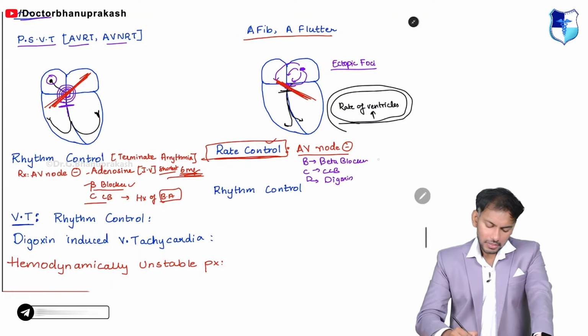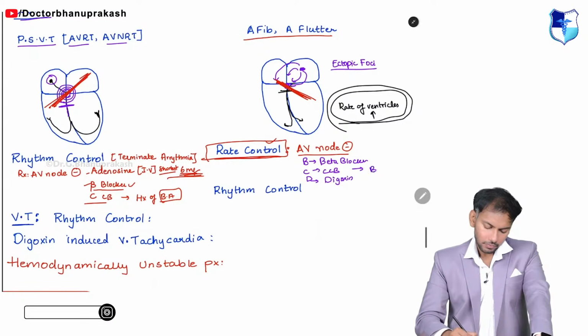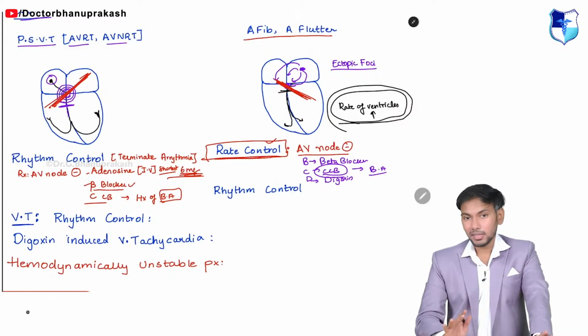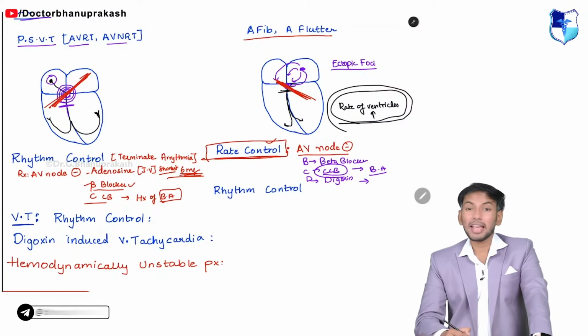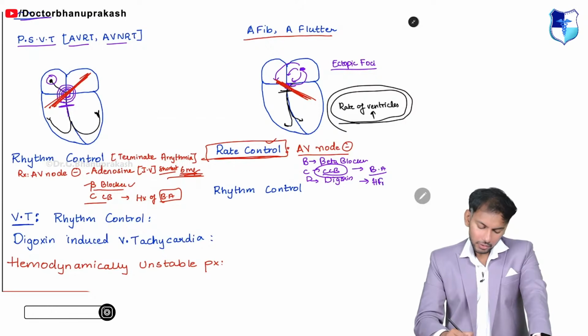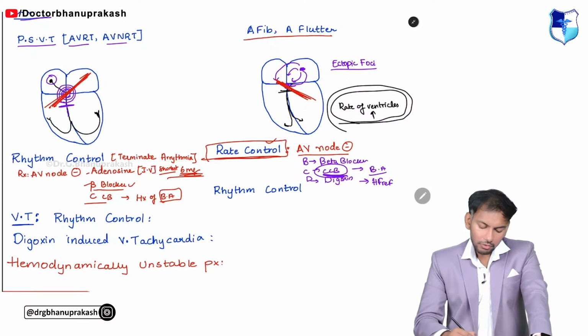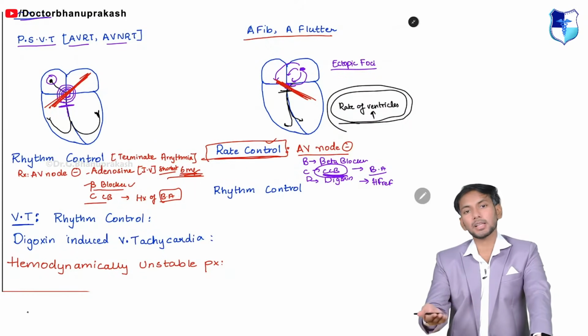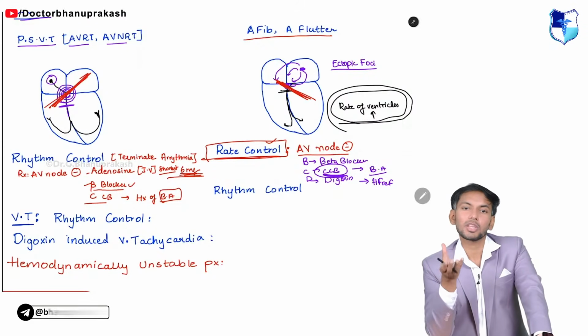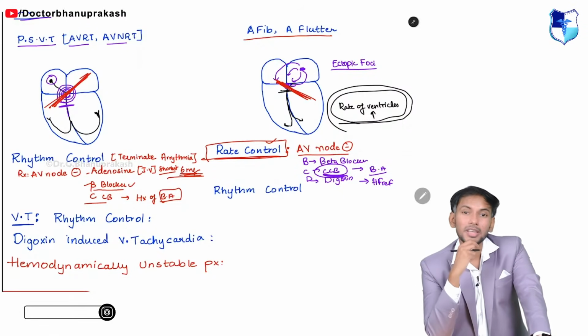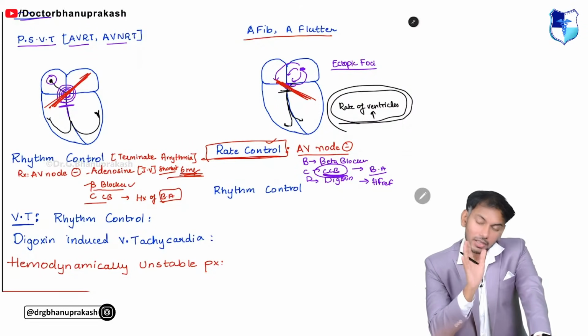Now, if a person has bronchial asthma, you cannot use beta blocker, so you will use calcium channel blocker. Now, let us suppose a person has HFrEF, means heart failure. You cannot even use calcium channel blocker. Why? If you use calcium channel blocker, it will reduce the contraction. So it cannot be used in HFrEF. Then you will use the last drug, that is digoxin.